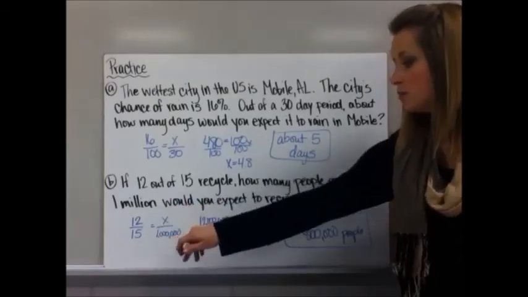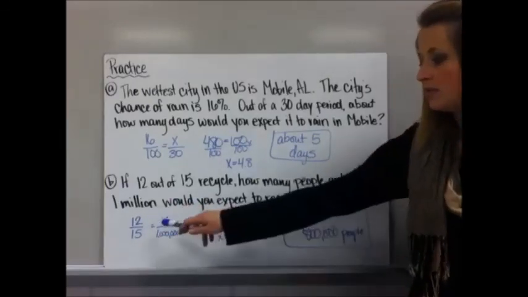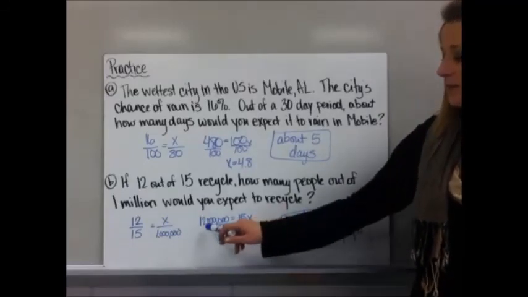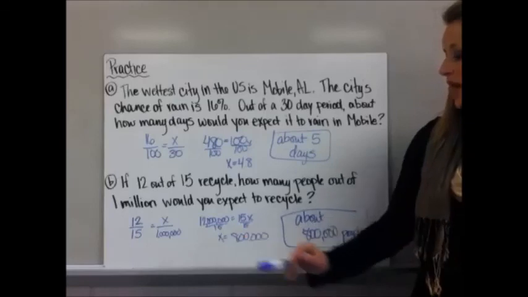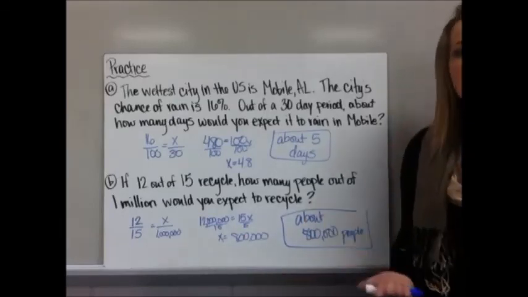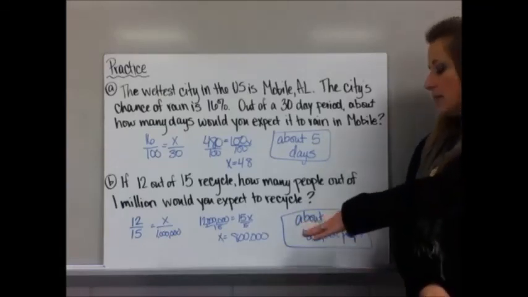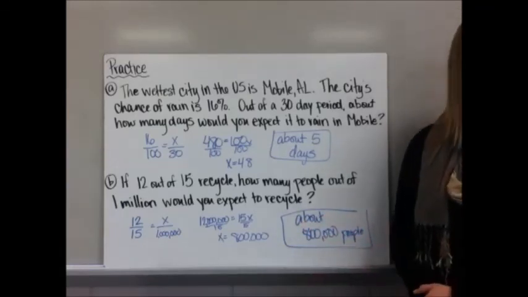So 12 times 1,000,000 is 12,000,000. 15 times x is 15x. Undo multiplying by 15 by dividing by 15 on both sides. You get x equals 800,000. Then I'm going to take that value and put it back into the context of the question. So you could expect about 800,000 people to recycle.